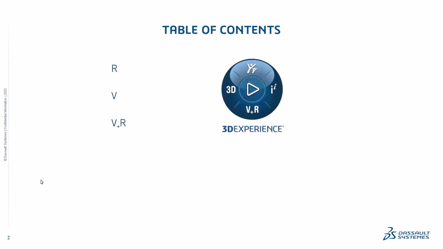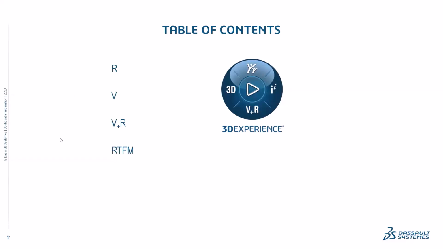First, a little bit of agenda, the table of contents. Yeah, it is kind of lame already. The first section is called R. The second section is called V. The third section is called V plus R, and those of you who are into the 3D Experience platform know this stands for Virtual plus Reality, and this is the south quadrant on the 3D Experience platform. So this is the quadrant that deals with our business, which is simulation.